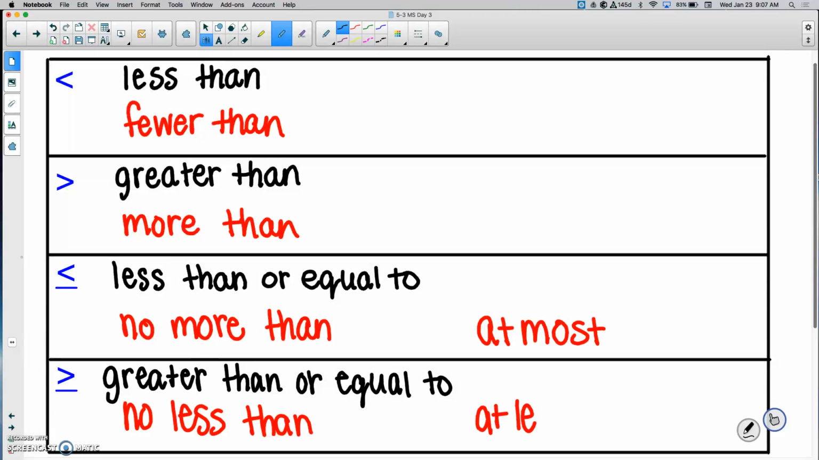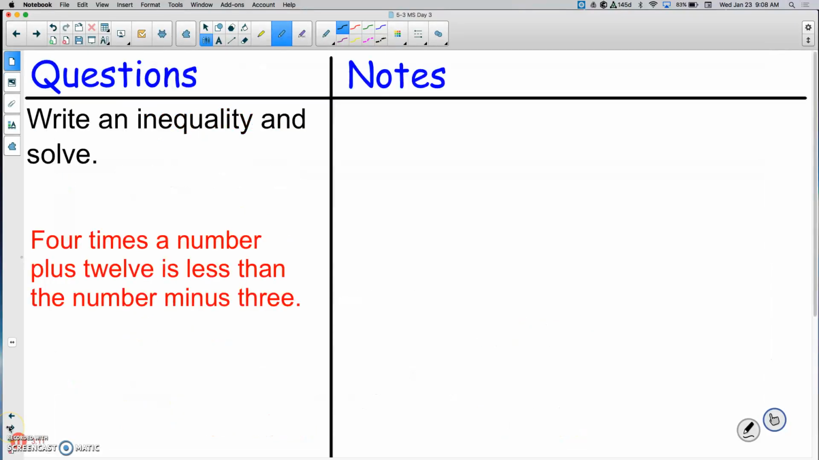At most and at least are the opposite of what you would expect. If I have at most $10, that means at the very most I have 10, so that means less than or equal to 10. So at most and no more than mean less than or equal to. No less than or at least mean greater than or equal to. So being able to translate the words into inequality symbols is an important piece to writing an inequality for a word problem. All right, so write an inequality and solve.